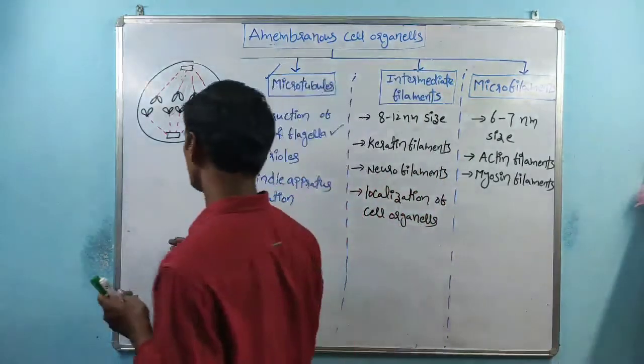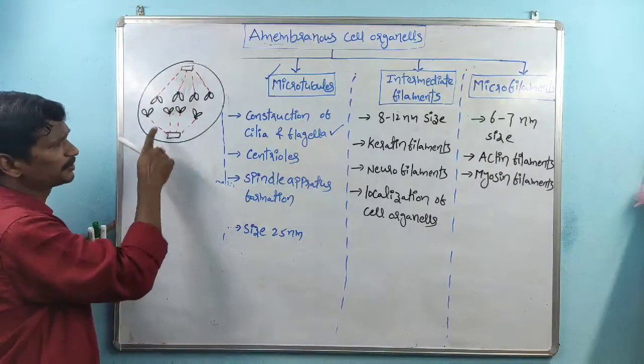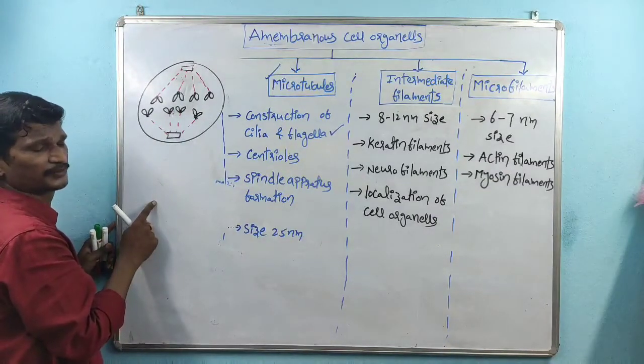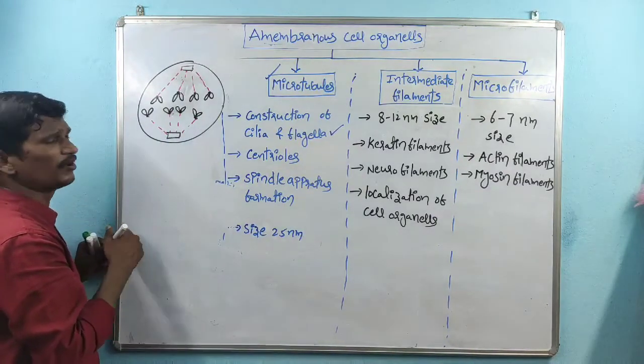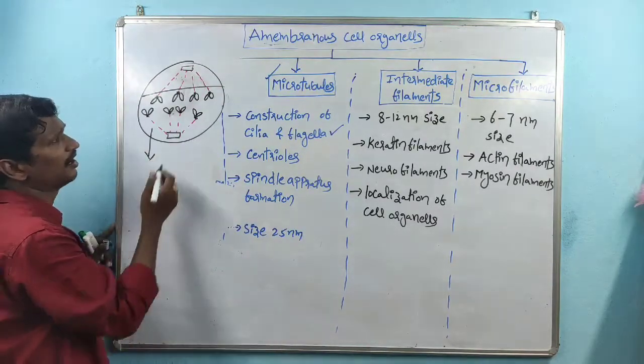So here the chromosomes are separated. If the spindle apparatus is not working, what happens? Then all the chromosomes enter one cell.